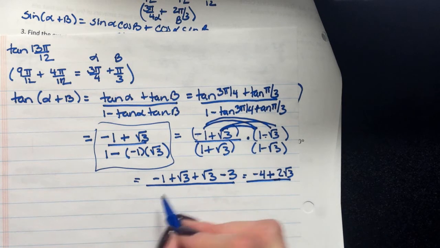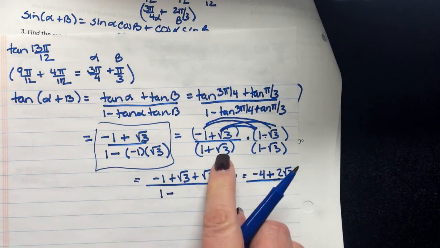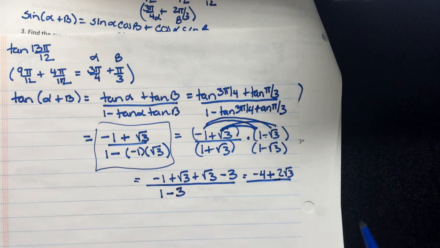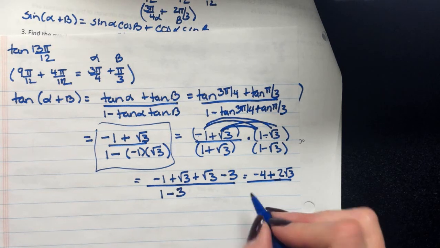So remember, what's 1 times 1? 1. Square root 3 times negative square root 3 is a negative square root 9, and then the square root of 9 is 3. And then what's 1 minus 3? Negative 2.